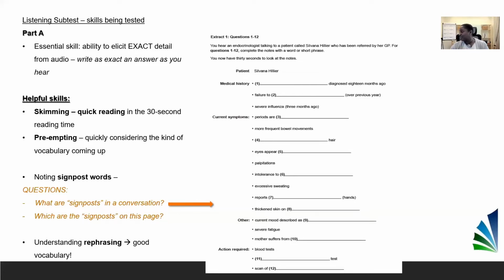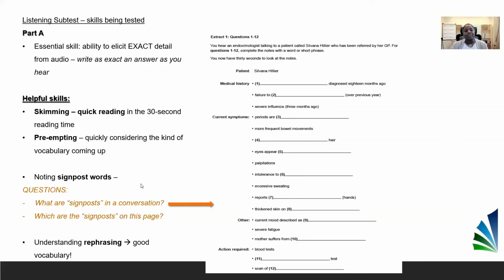Yes, Jean-Camille, yeah. They're words that the speaker is going to say that will tell you, oh, they're about to start talking about X, Y, Z. Right? And someone earlier mentioned medical history, current symptoms, and so on. And yes, exactly. Those are the signposts. And signposts are also within here, things like failure to. Okay, eyes appear. So that when you hear these words or things that are similar to these words, you perk up.